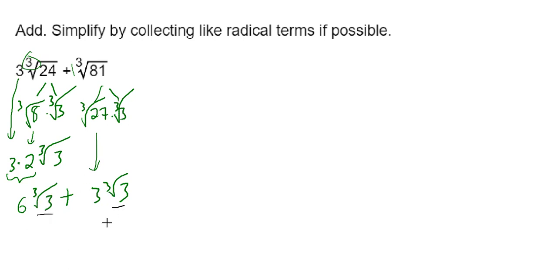That happens on this problem every single time, pretty much. There could be an exception to that, but most of the time, after you simplify, you get like terms. So now we'll combine these together. We have 6 plus 3, which gives me 9 cube roots of 3. And that's my answer there.